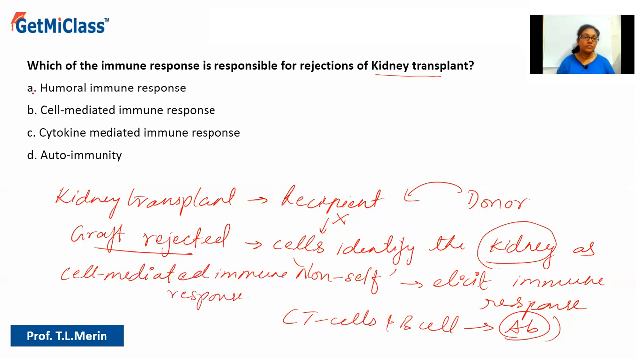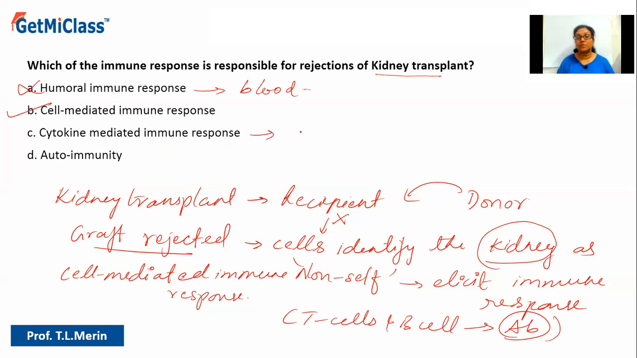So let us see. Option A says humoral immune response. Humoral immune response will come from blood. But here blood is not the one which is involved directly. It is the cells which are involved. Hence it is not humoral. Option B says cell-mediated immune response. That is absolutely right.